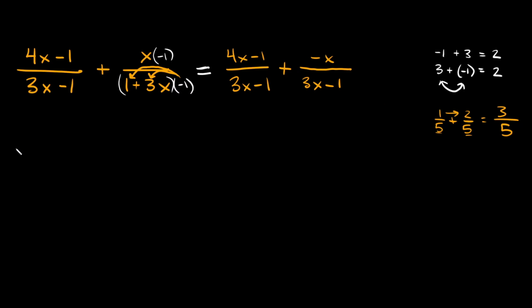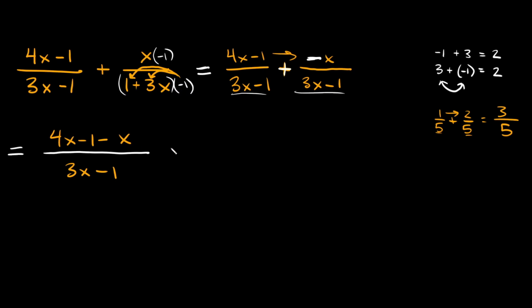So let's just bring it down here, okay? We have the same denominator in both cases, so let's write that down, 3x minus 1. And then on top, you just solve straight across, okay? So we're going to have 4x minus 1 and then plus negative x, right? But whenever you add a negative number, it's the same thing as just subtracting. So really, we just have minus x right there, right? So minus x.